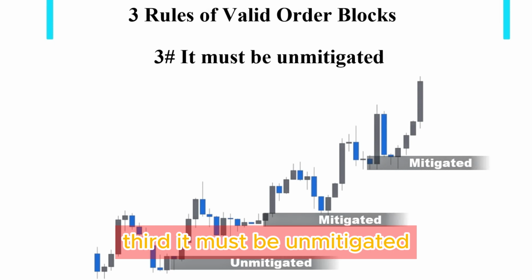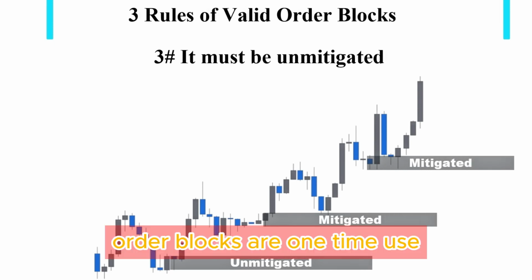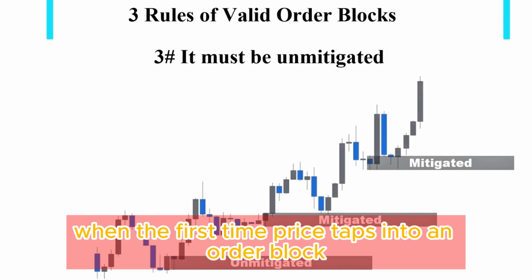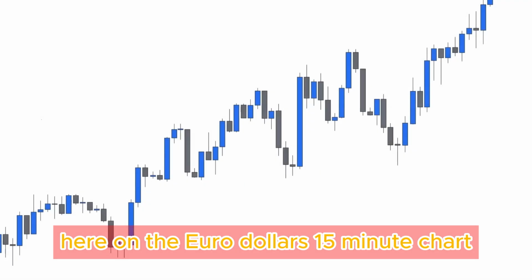Third, it must be unmitigated. Order blocks are one-time use, so we only look for trading opportunities when the first time price taps into an order block.